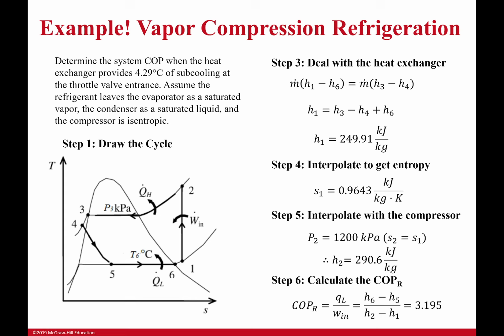So for a refrigerator, I care about how much cooling I'm doing. Not how much I'm heating up my house, but how much I'm actually cooling the food, the medicine, whatever it is. And so it's this value over my work in. So the amount of heat being added into my fluid from my food, whatever is being cooled, is simply equal to the difference in enthalpy between point 6 and point 5, right here. And the amount of work that it takes to run this cycle is simply the work of the compressor, which is the difference in enthalpy between point 2 and point 1. And so I get a coefficient of performance of 3.195.